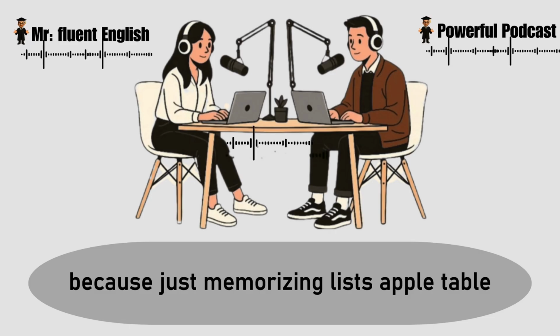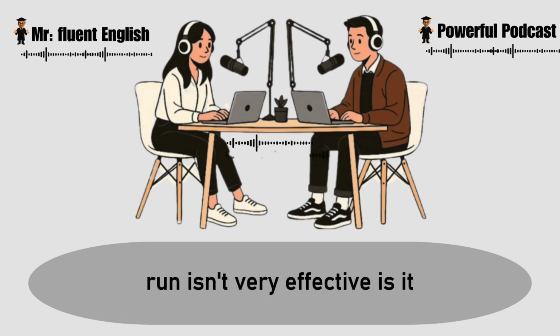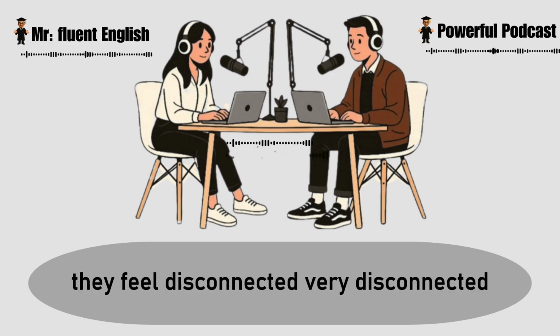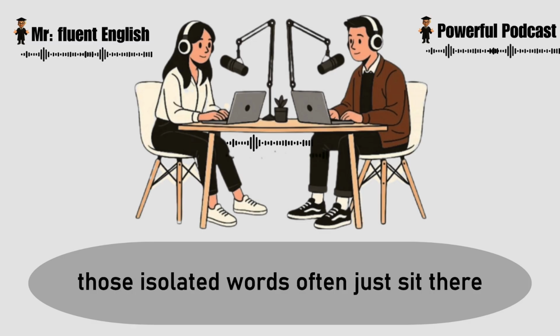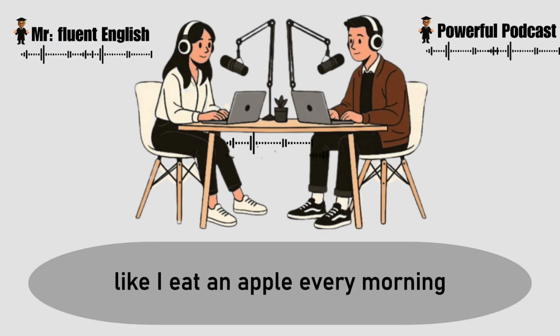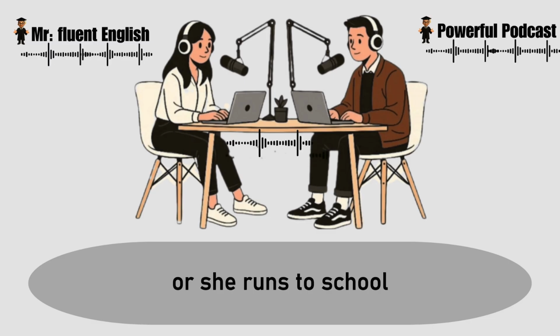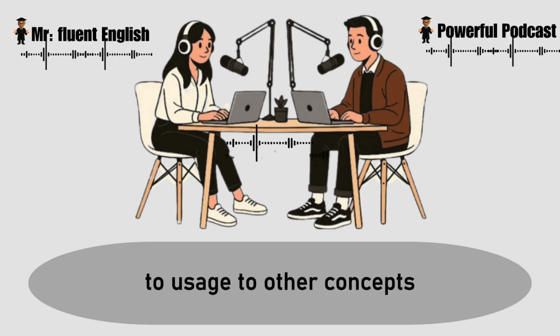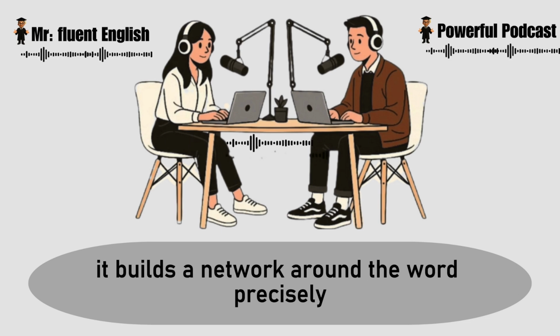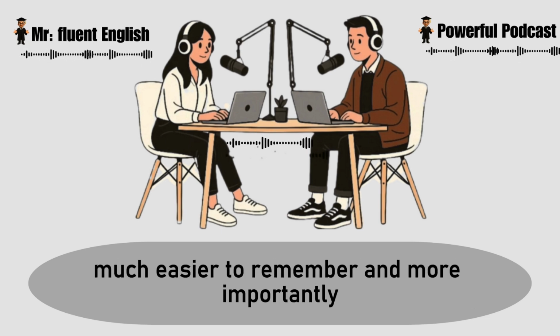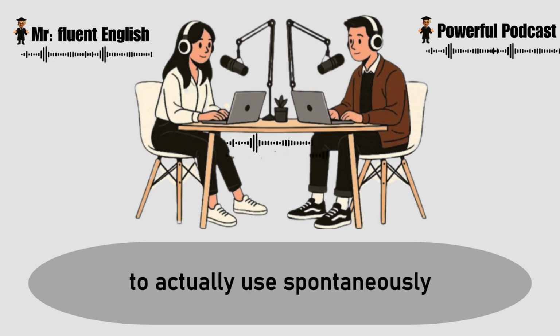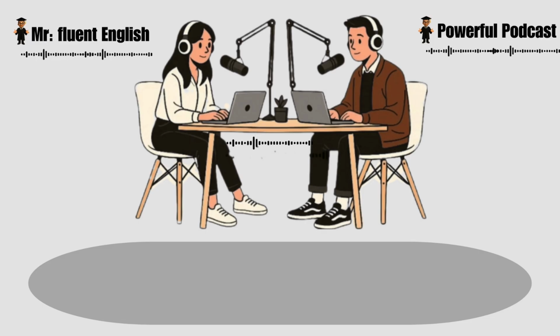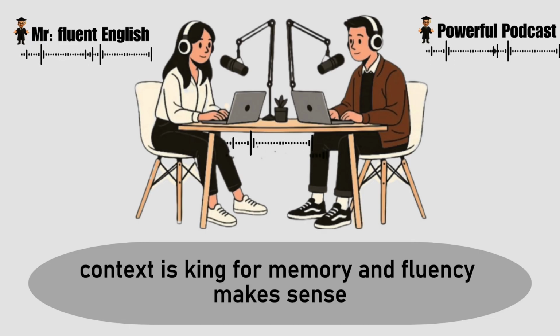Right, because just memorizing a list, apple, table, run, isn't very effective, is it? They feel disconnected. Very disconnected. Those isolated words often just sit there, but when you learn them in a sentence, like "I eat an apple every morning" or "she runs to school," your brain connects the word to meaning, to usage, to other concepts. It builds a network around the word. Precisely. It makes it much easier to remember and, more importantly, to actually use spontaneously. Context is king for memory and fluency.